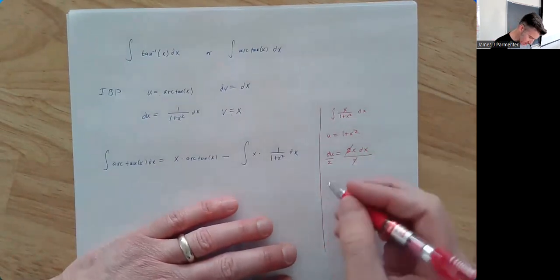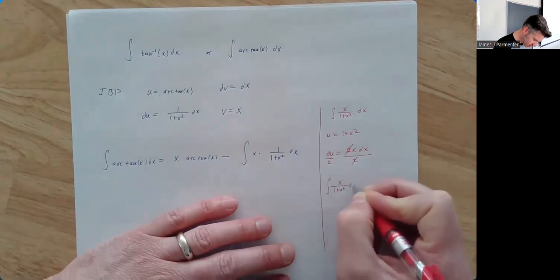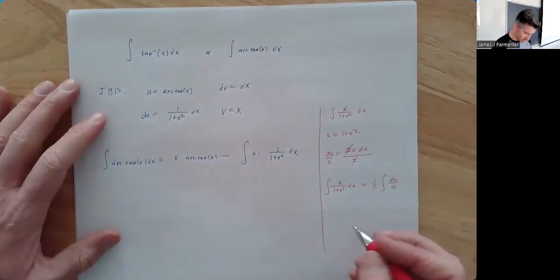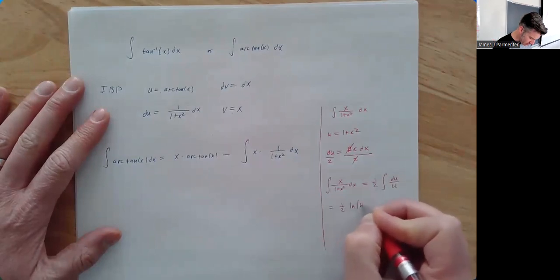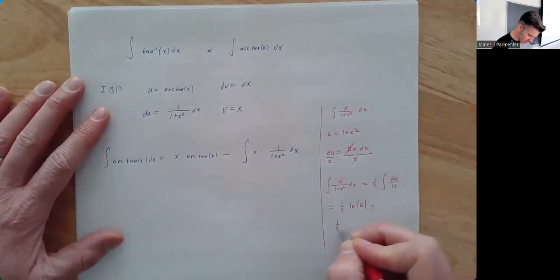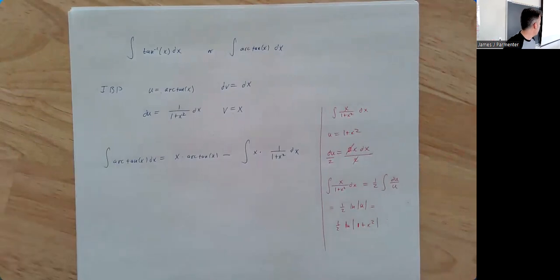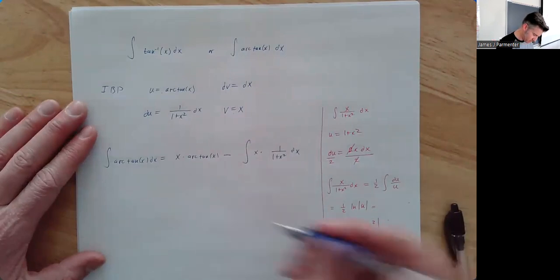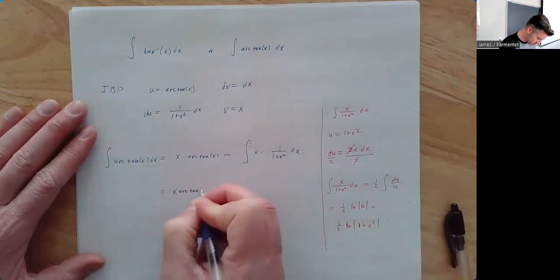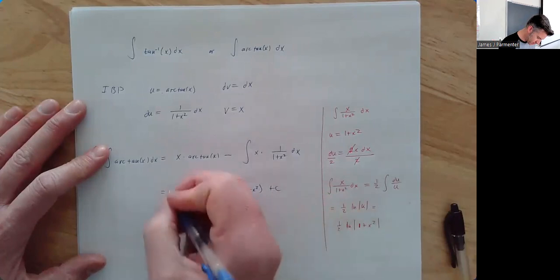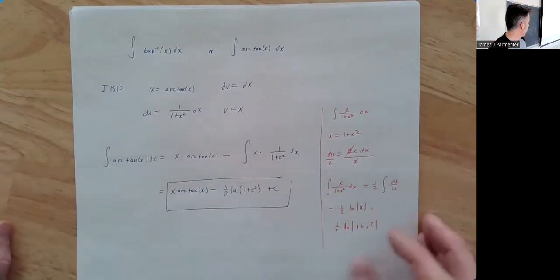So then I can rewrite this integral as the integral of 1 half du over u. And the integral of that is going to be 1 half natural log of the absolute value of u, which is 1 half natural log of the absolute value of 1 plus x squared. Just like I usually point out, we could drop the absolute values, and you'll see most solutions manuals drop them because 1 plus x squared is always positive. So typically, we end up writing this as x arctangent of x minus 1/2 natural log of 1 plus x squared plus c. And that is the antiderivative, or integral, of arctangent of x.